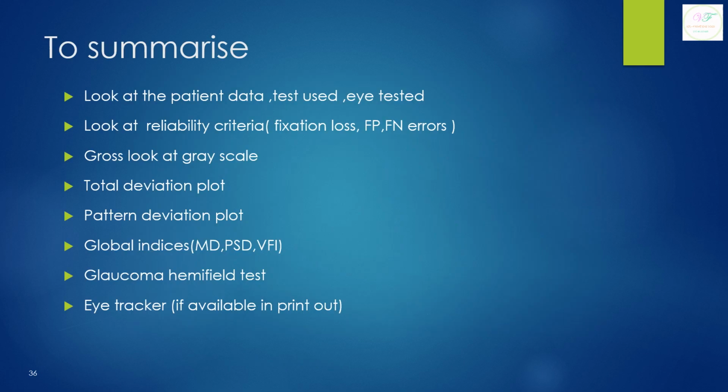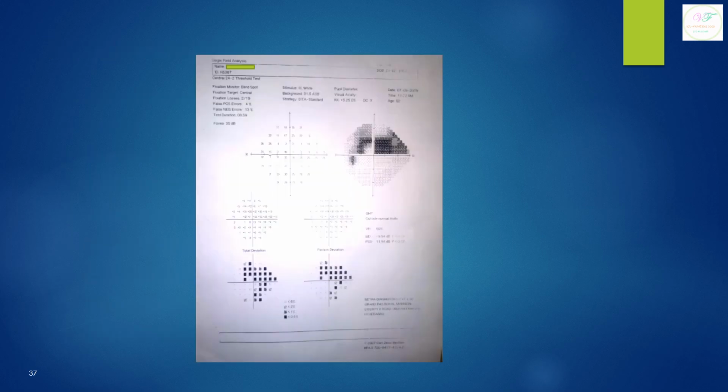So to summarize, we have to always look at the patient data first, the eye which is tested and the test which is used, look at the reliability criteria, have a gross look at the grayscale, total deviation plot, pattern deviation plot, global indices, glaucoma hemifield test, and eye tracker if it is available in the printout, and most importantly, always correlate clinically. So grab the next visual field test report which you come across in your clinic or in your hospital, and then try to decipher it using these terminologies and this method which we have shown in this video. Happy reporting.